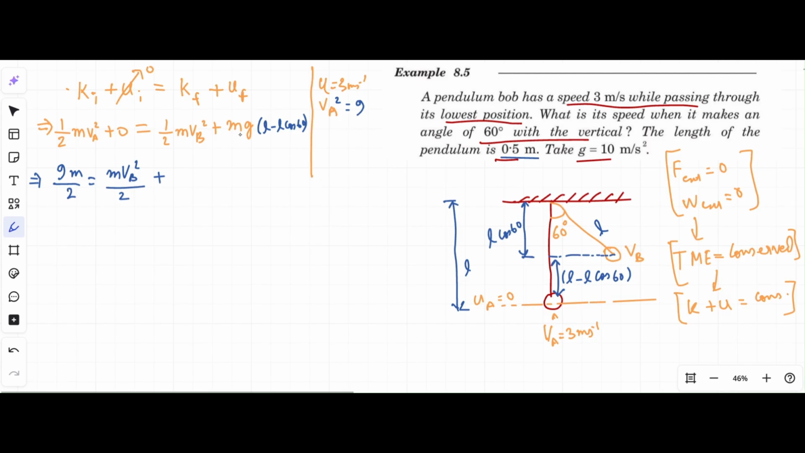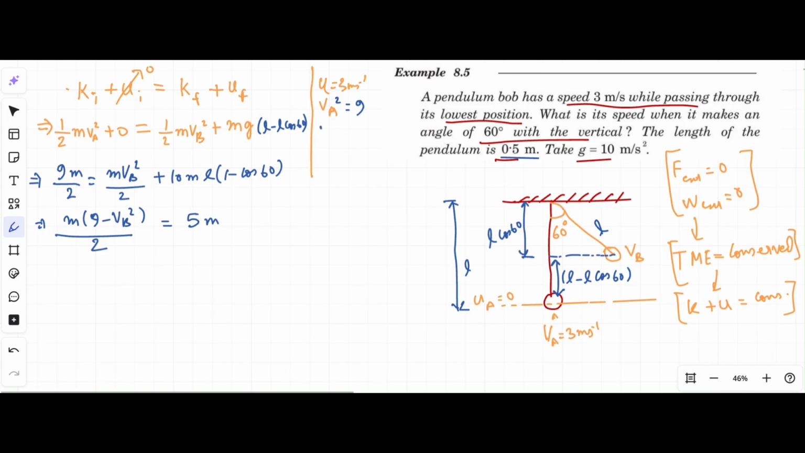plus mg. We are supposed to take g equal to 10. So it becomes 10 m L into 1 minus cos 60. So this becomes m into 9 minus vb square, this thing goes that side, 9 minus vb square by 2 is equal to 10. L is 0.5 meters, so 10 into 0.5 becomes 5. So this becomes 5m into 1 minus cos 60.